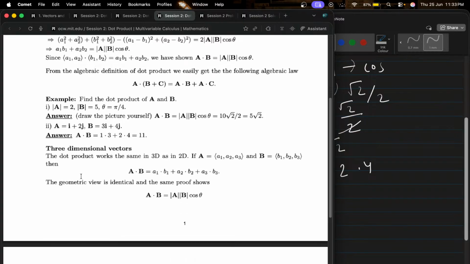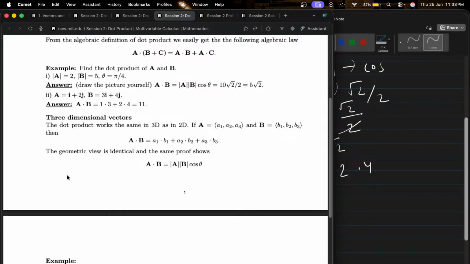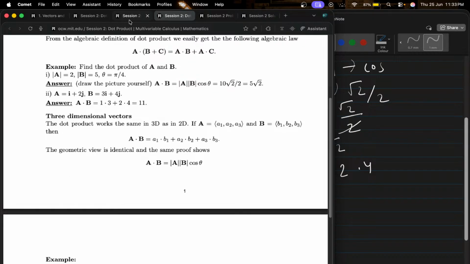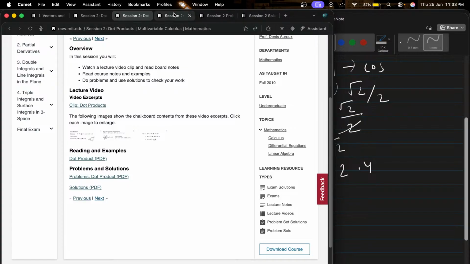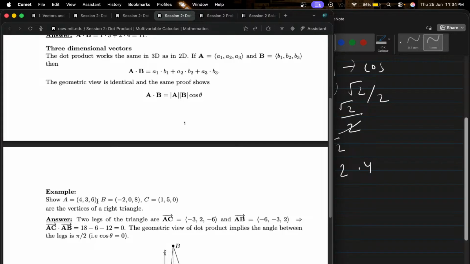So 3-dimension vectors. What's the question? Okay, so dot product works the same in 3D as in 2D. If A equals to this, B equals to this, then A dot B equals to this. And geometric view is identical, and same as proof shows A dot B equal to AB cos theta. So in 3D we have 3 axes.